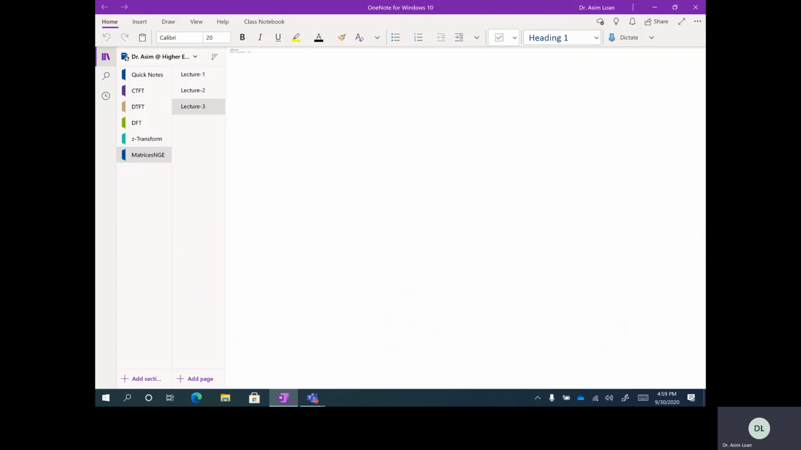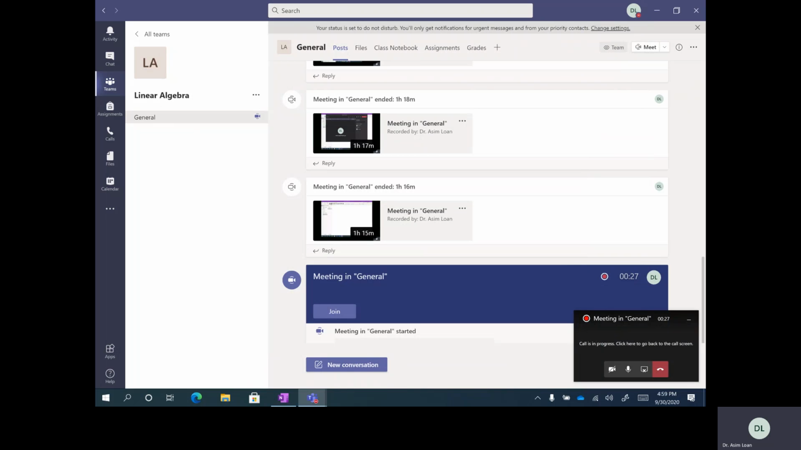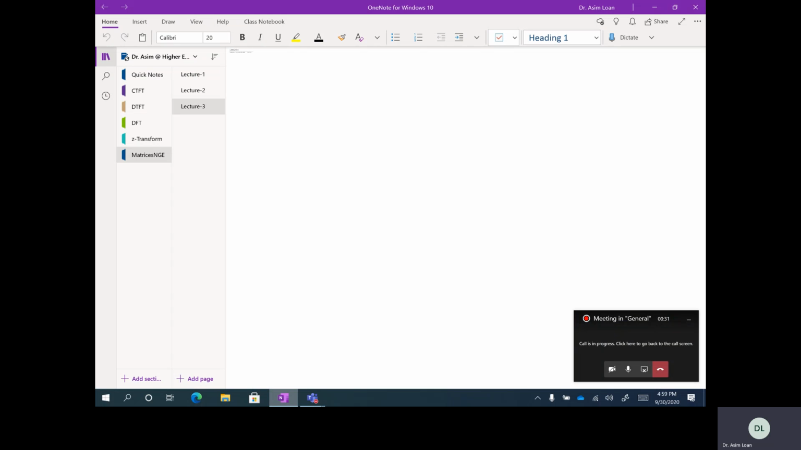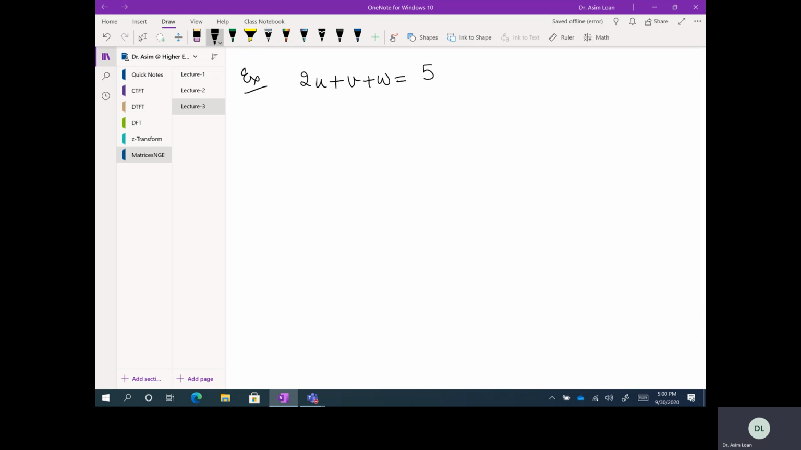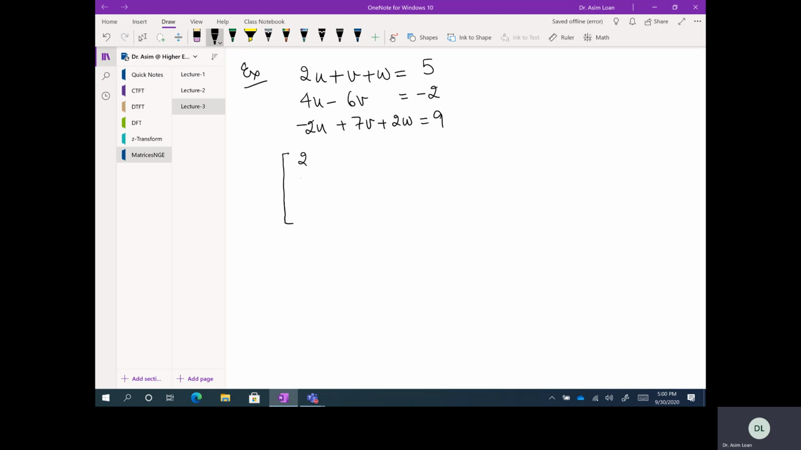Let's continue with the same example that we were doing last time. The example was 2u plus v plus w equals 5, 4u minus 6v equals minus 2, minus 2u plus 7v plus 2w equals 9. And we can write this in matrix form as [2, 1, 1; 4, minus 6, 0; minus 2, 7, 2] times [u, v, w] equals [5, minus 2, 9].